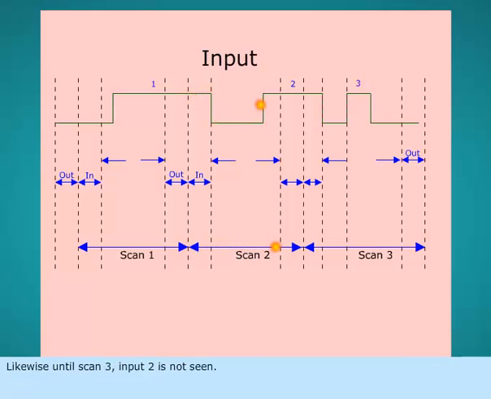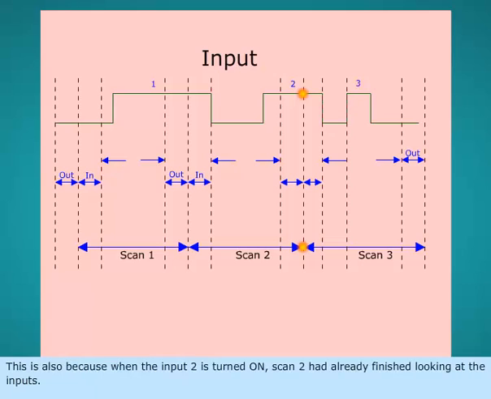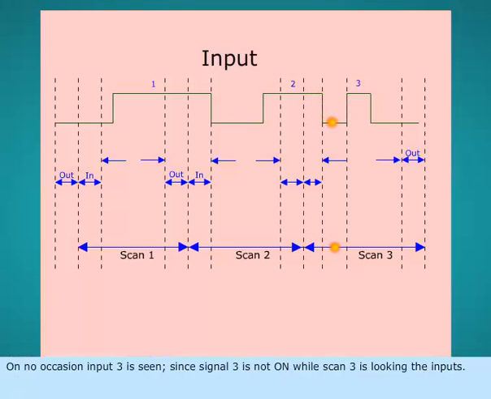Likewise, until scan 3, input 2 is not seen. This is also because when input 2 is turned on, scan 2 had already finished looking at the inputs. On no occasion is input 3 seen, since signal 3 is not on while scan 3 is looking at the inputs.